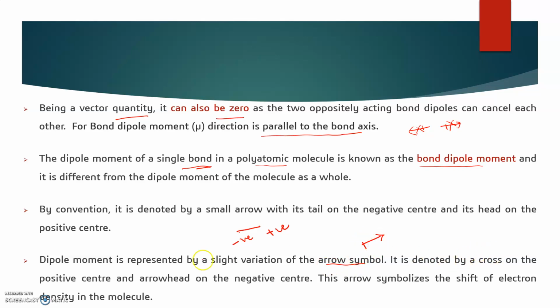And there is a cross on the positive center and the arrowhead on the negative center. So the arrowhead is on the negative center and the cross is on the positive center. This shows the shift of electron density of the molecule. So it shows where the electron density is shifting.